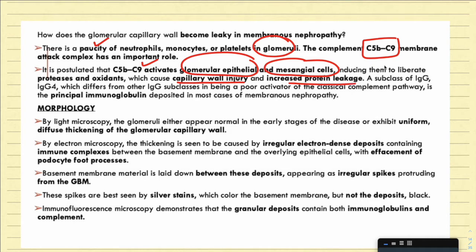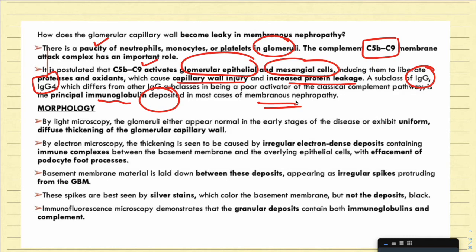Now, a subclass of immunoglobulin G, called IgG4, is a very poor activator of the classical complement pathway, yet it is the principal immunoglobulin deposited in most cases of membranous nephropathy. So remember that IgG4 is not the same as the other classes of IgG. This is the very important pathogenesis of membranous glomerulonephritis.